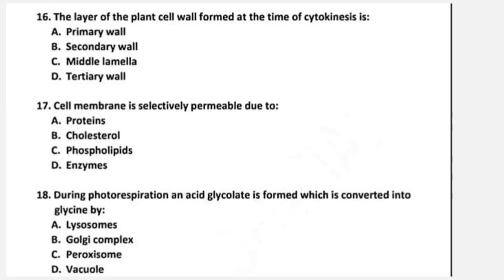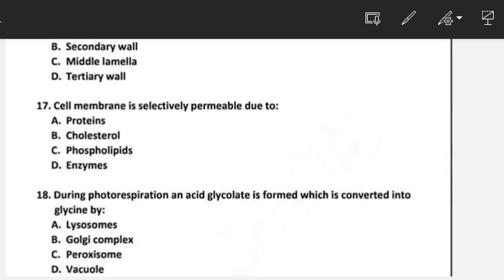Question number 16 is, the layer of the plant cell wall formed at the time of cytokinesis is option A is the primary wall, option B is the secondary wall, option C is the middle lamella, and option D is the tertiary wall. So the wall that is formed at the time of cytokinesis is middle lamella. So here the correct option will be middle lamella. And inside the middle lamella there will be the formation of primary and secondary walls.